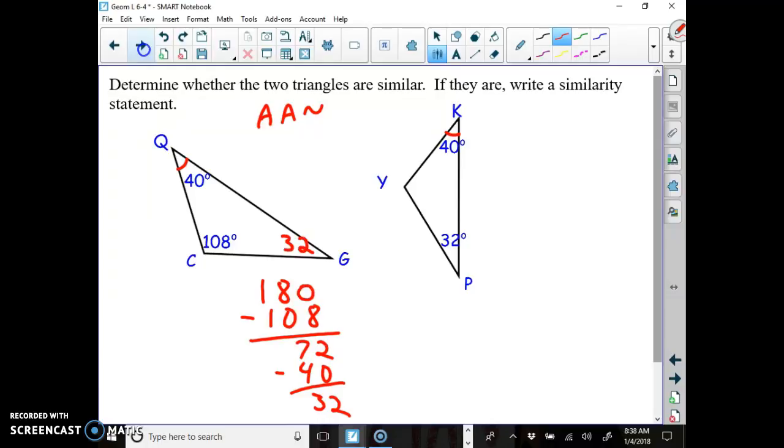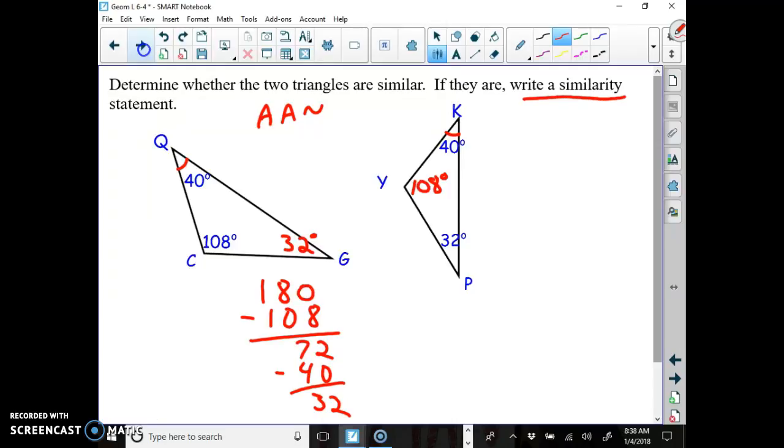Find that missing angle the way you find it easiest. And of course, the other one here is going to be 108 degrees. Of course, these two triangles are similar now. The three angles match. You go beyond the angle-angle similarity.